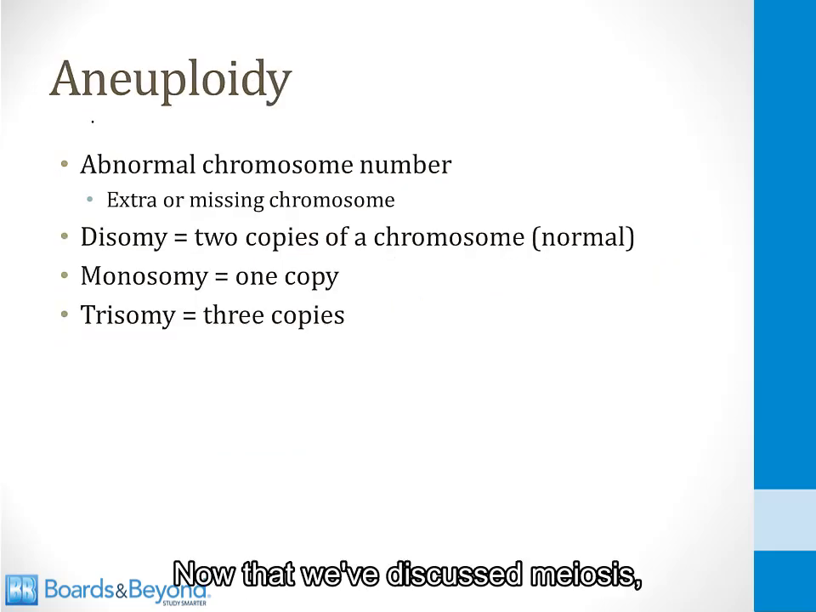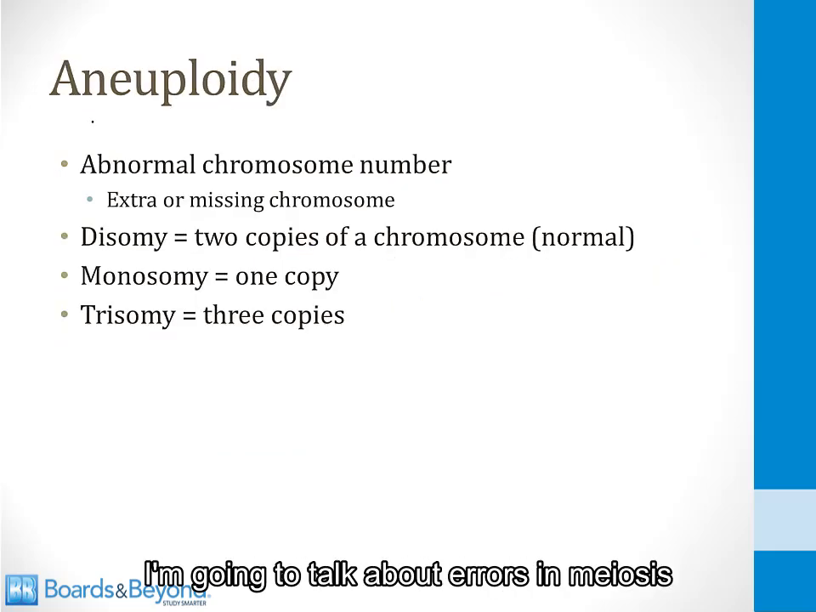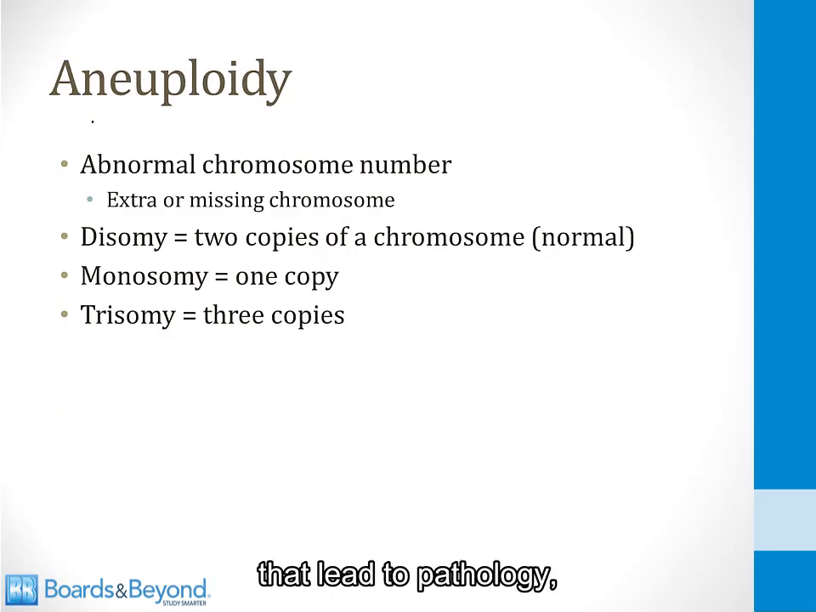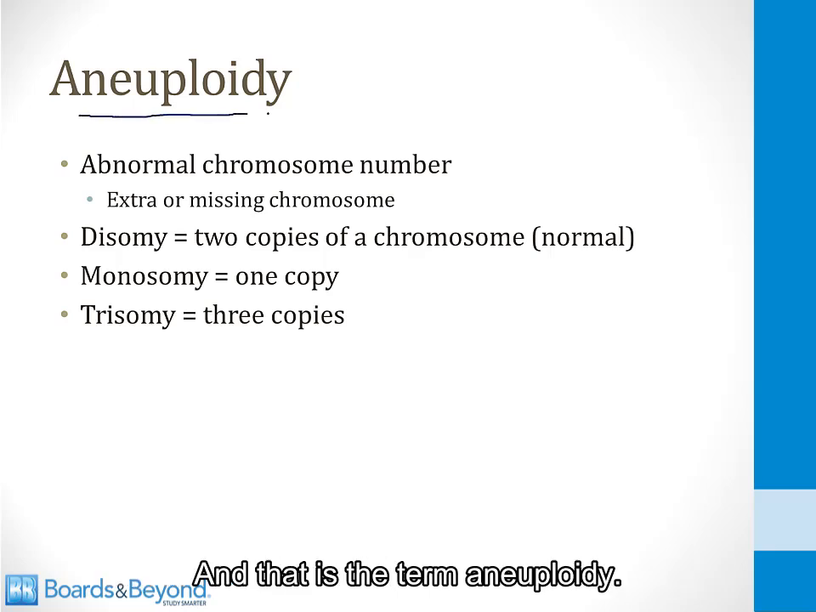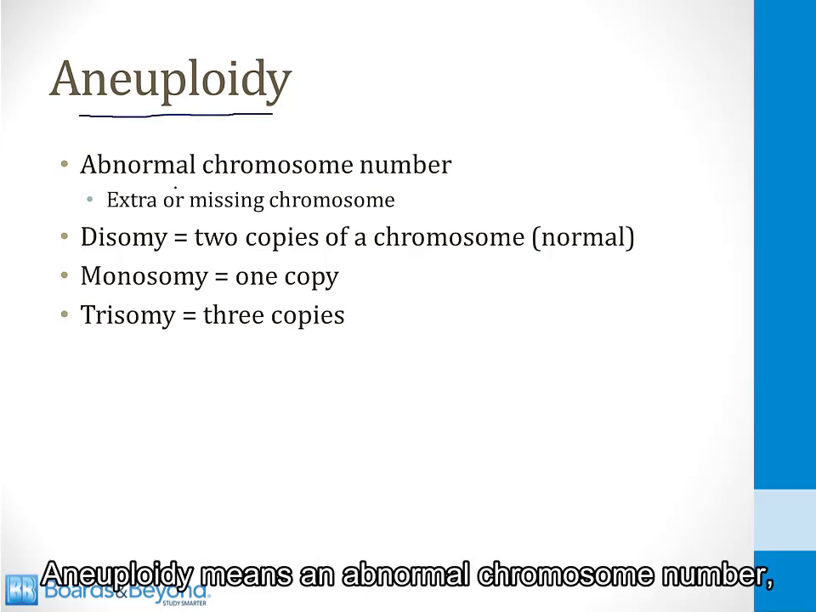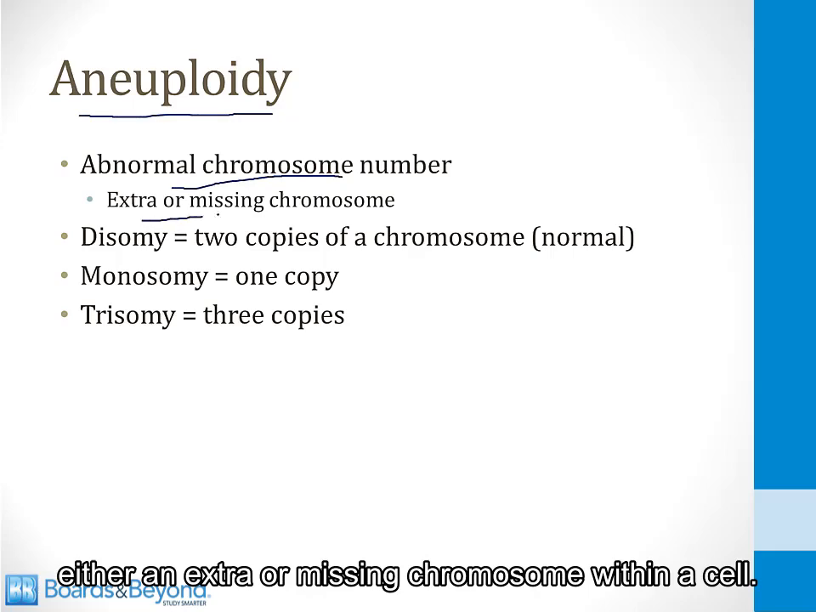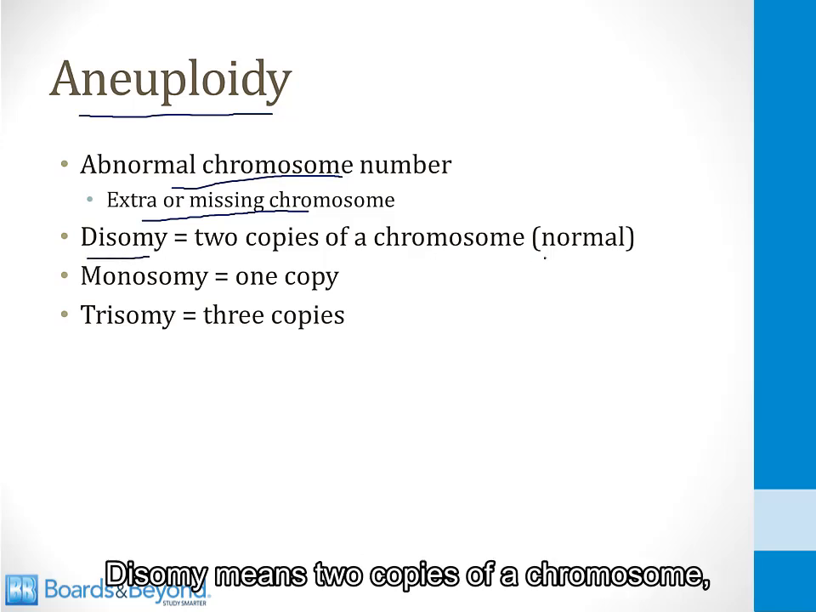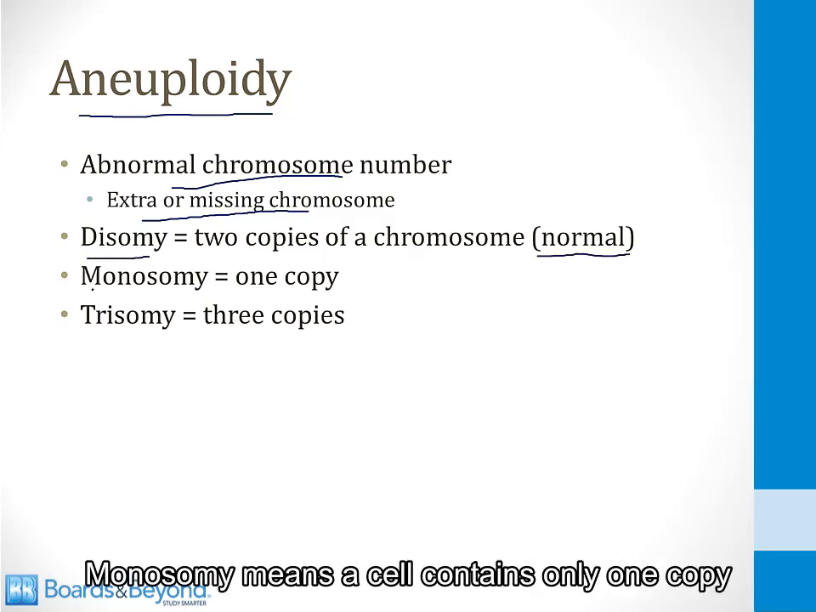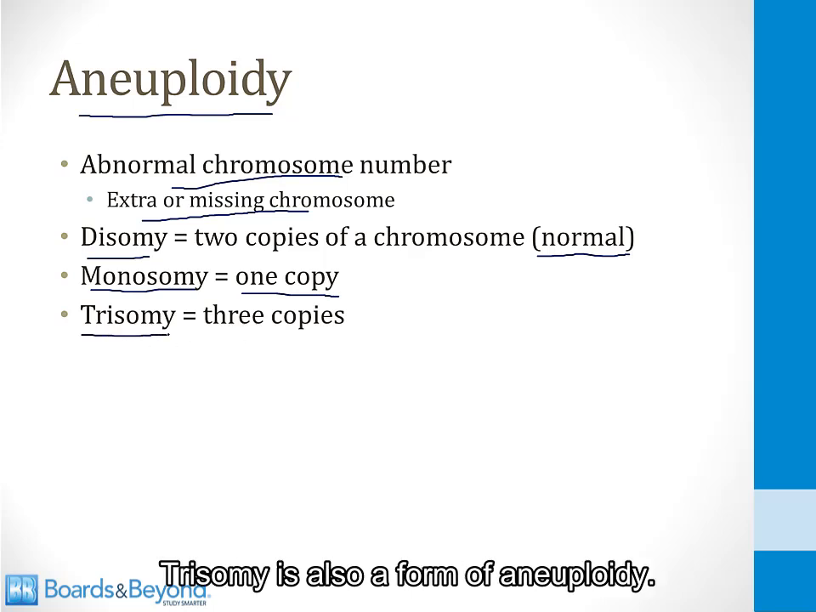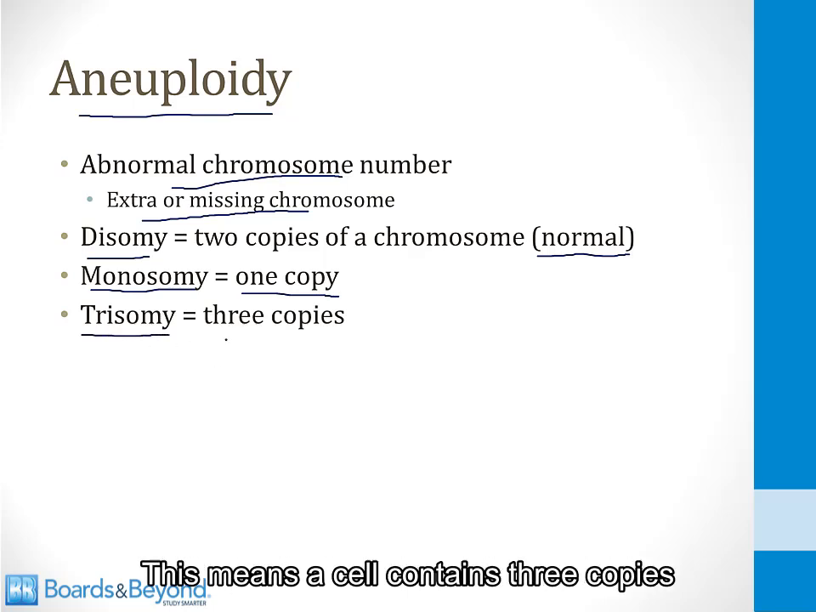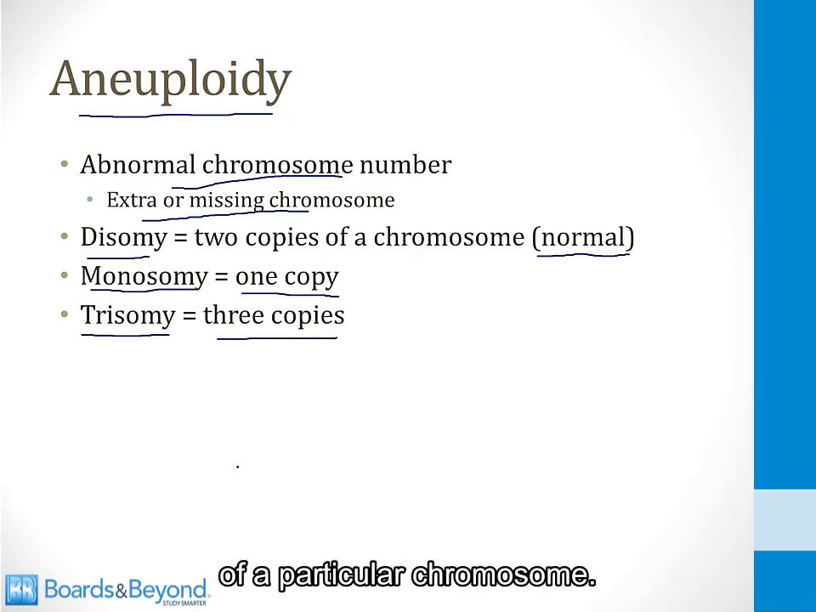Now that we've discussed meiosis, for the rest of this video, I'm going to talk about errors in meiosis that lead to pathology. And let's begin by defining an important term, and that is the term aneuploidy. Aneuploidy means an abnormal chromosome number, either an extra or missing chromosome within a cell. Disomy means two copies of a chromosome. This is the normal state. Monosomy means a cell contains only one copy of a chromosome. This is a form of aneuploidy. Trisomy is also a form of aneuploidy. This means a cell contains three copies of a particular chromosome.